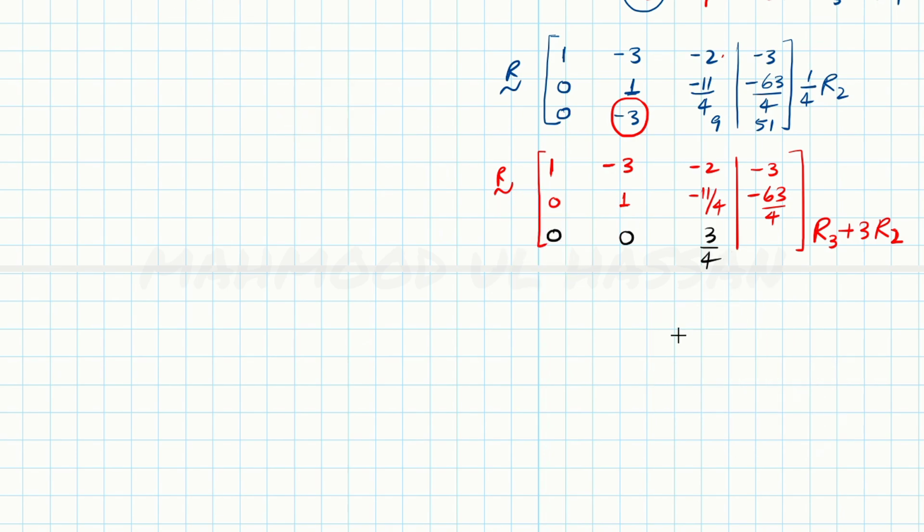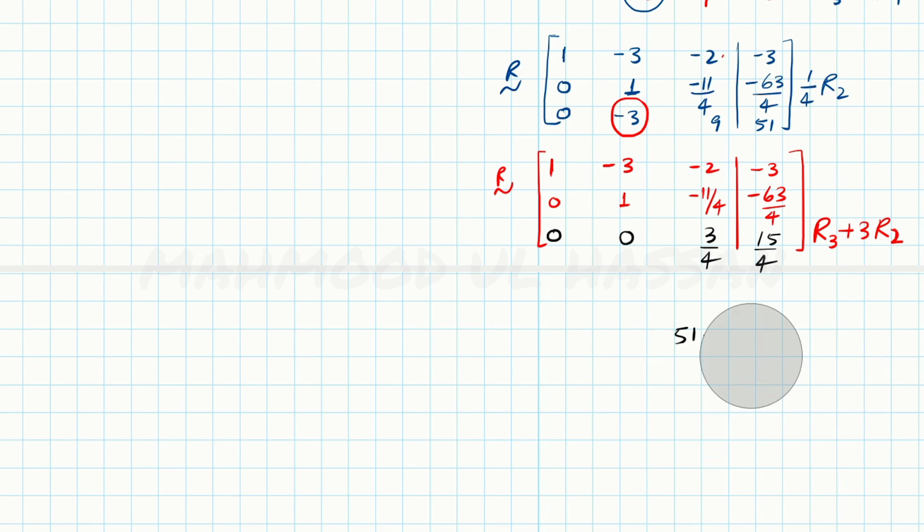That is, the third row element is 51, and then plus 3 times the row 2 element, which is negative 63 divided by 4. So here 4 would be our LCM. So this is going to be 204, and then minus 189. So just subtract them, so you will get 15 divided by 4. Okay, that is 15 divided by 4.